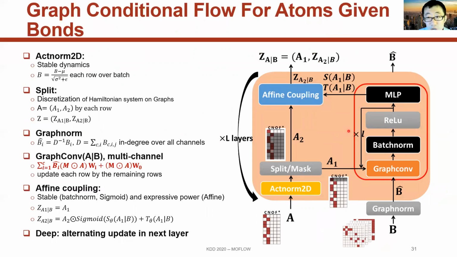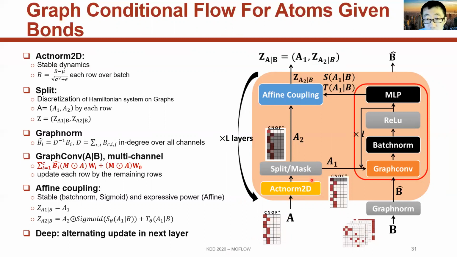As we discussed, we can use any flow to learn bond tensors' probability P_B, which generates the graph skeleton. However, generating atoms is not trivial. Given bonds, we propose a novel graph conditional flow for atoms given the bond skeleton. Here we use both the atom matrix and bond tensor as inputs. First, we use ActNorm 2D to normalize the atom matrix and then follow split techniques to build an invertible structure.